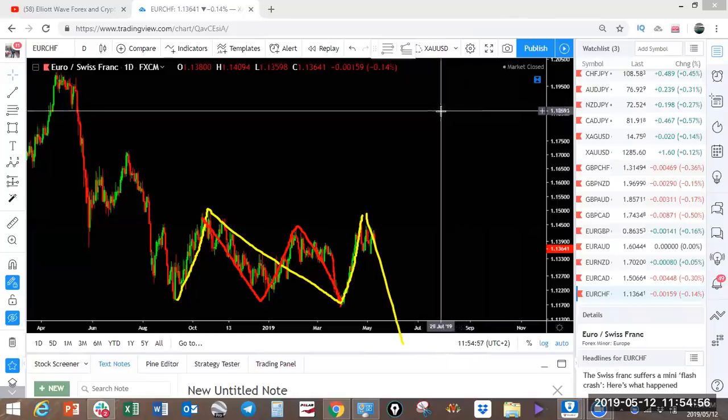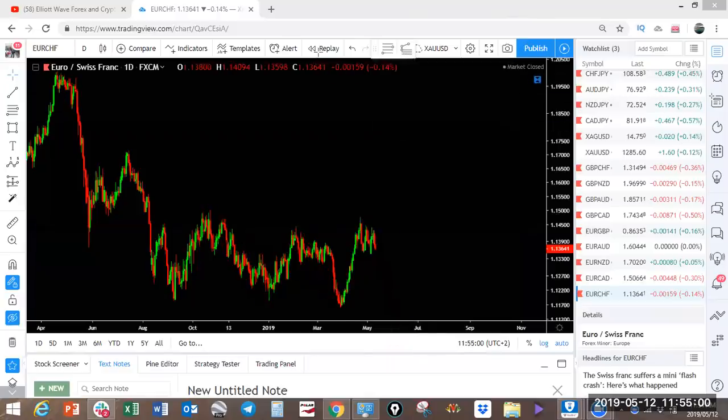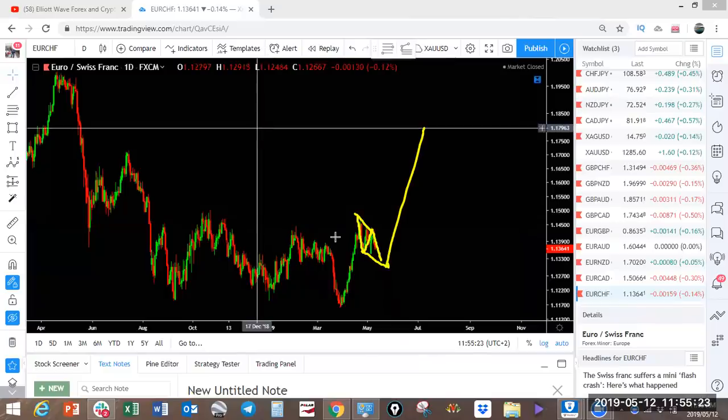All right, Harry, let's get going. So now let's have a look here. This could be a three-wave pullback and a push higher, which means that will invalidate this as a continuation pattern. So like I said in the beginning, you need to trade this practically. You need to manage the trades that have got more than one alternative. Okay, so that's how we look at this. So that's Euro Chief.